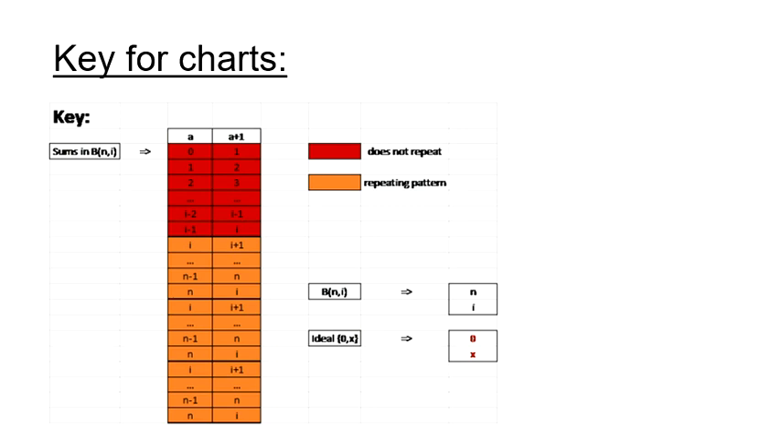So for the base case, I made two charts, and here's the key for the charts. So the sums in B sub n comma I. This would be the value a in B sub n comma I, and this is a plus 1 in B sub n comma I. So 0 plus 1 is 1, 1 plus 1 is 2, 2 plus 1 is 3, up to I minus 1 plus 1 equals I. But then I plus 1 is I plus 1, up to n minus 1 plus 1 equals n, and then n plus 1 equals I. This pattern in orange will repeat, but the red up here will not repeat.